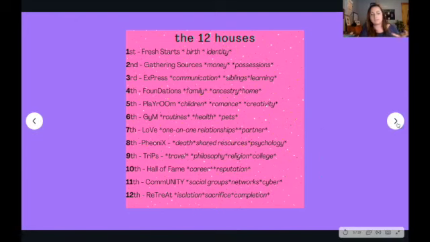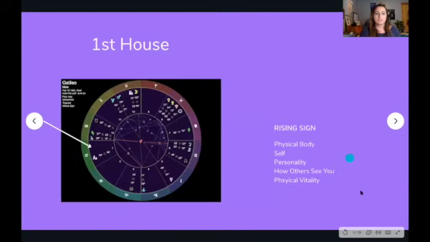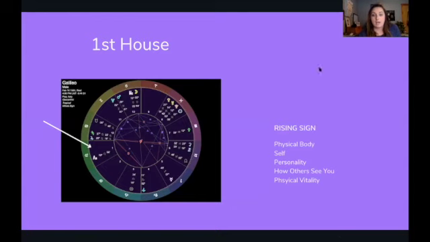That's a basic sort of quick rundown of the 12 houses. And we're going to go through each house now one by one to go a little more in depth on some of the meanings and connections you can get from each of them. So the first house here, you can see I drew an arrow to the first house. This wheel is drawn using a whole house system in Astro Gold. So the first house is the house of self. It's also where your rising sign is located.